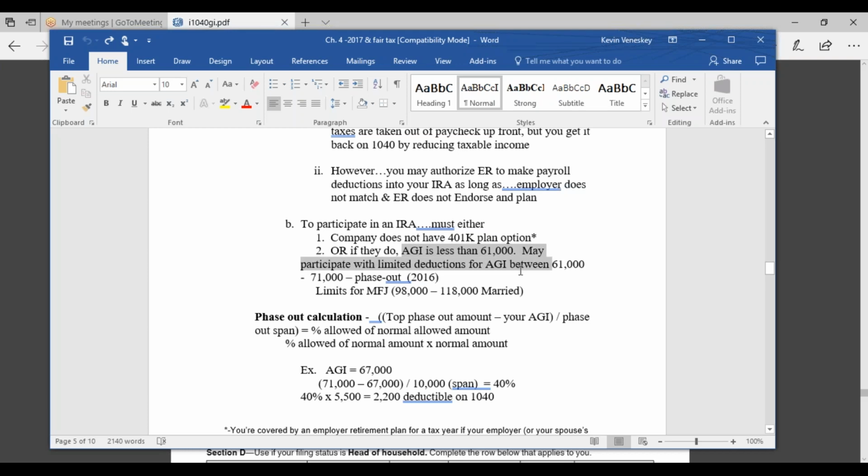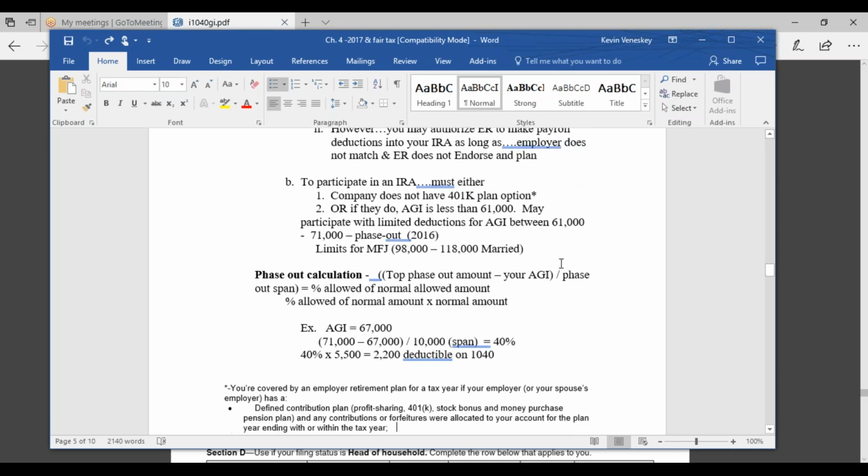If it's in between 61 to 71, you're in the phase out. I'm going to show you how the phase out works just down below. So the phase out is 61 to 71 if you are single or head of household. If you are married, those numbers are 98 to 118. So if you make less than 98,000, you can still participate in an IRA and your company 401k plan. You can do both if you want. Less than 61,000 if you are single or head of household.